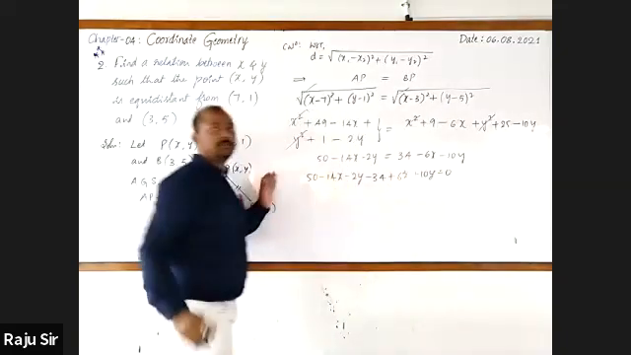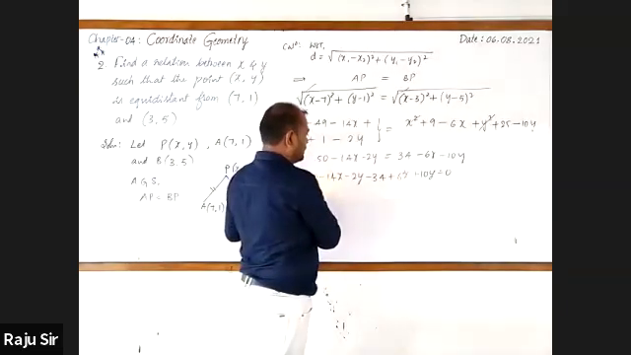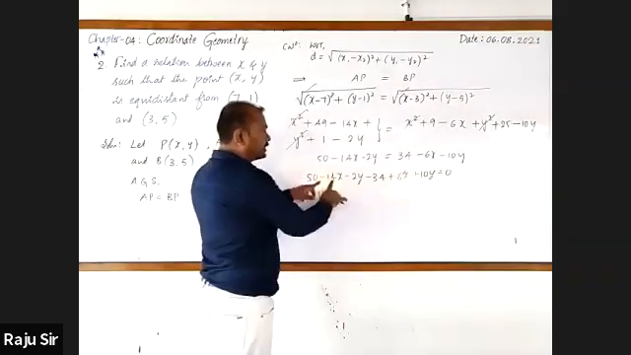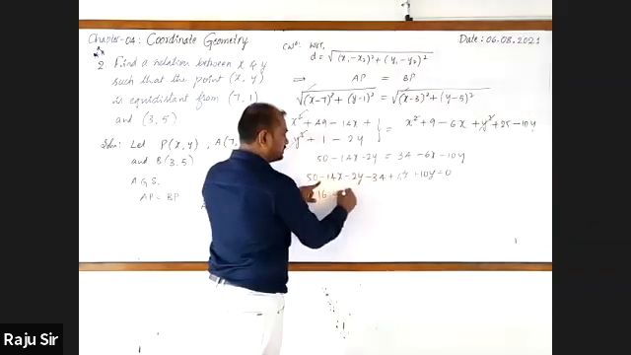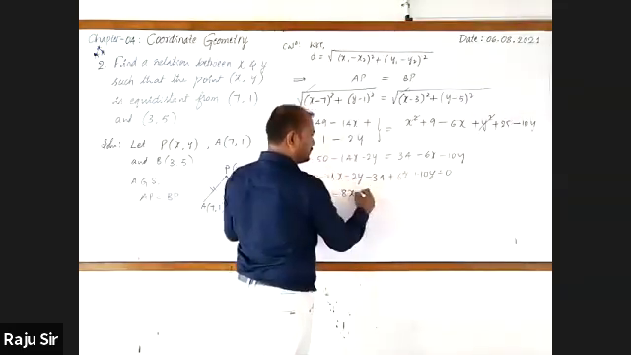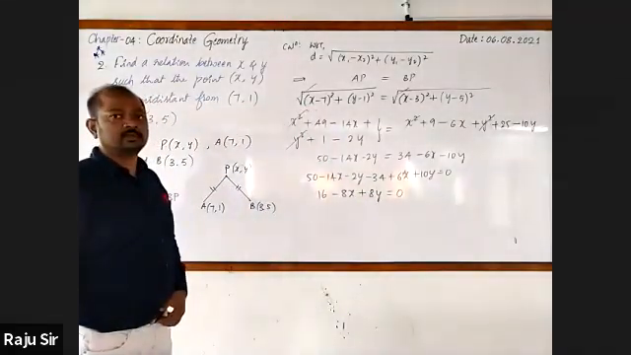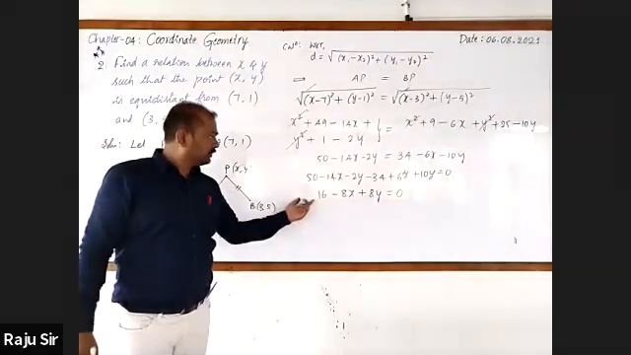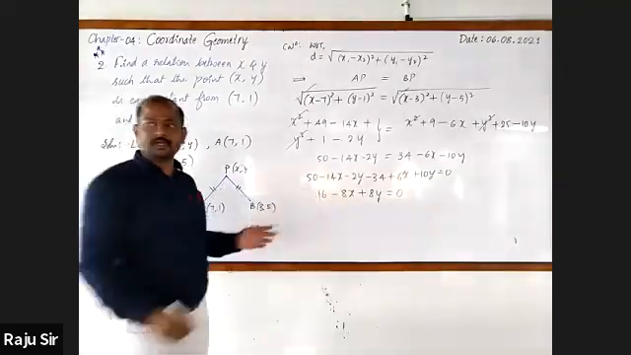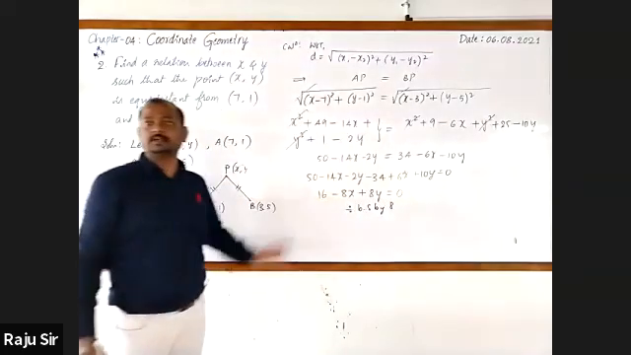If any doubt, please ask me. What is 50 minus 34? 16. Minus 14x plus 6x, minus 8x. Minus 2y plus 10y, plus 8y. 8y is equal to 0. Very good. Observe: 8 is common. Hence, let us divide both sides by 8.